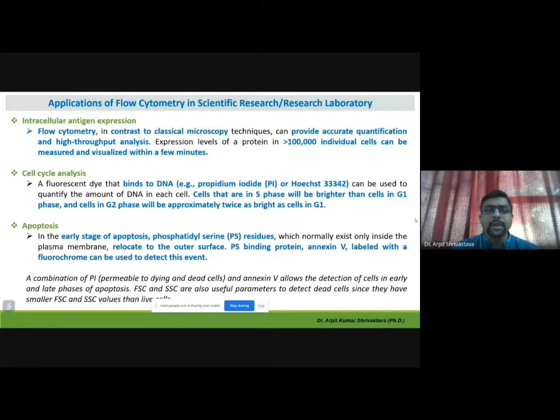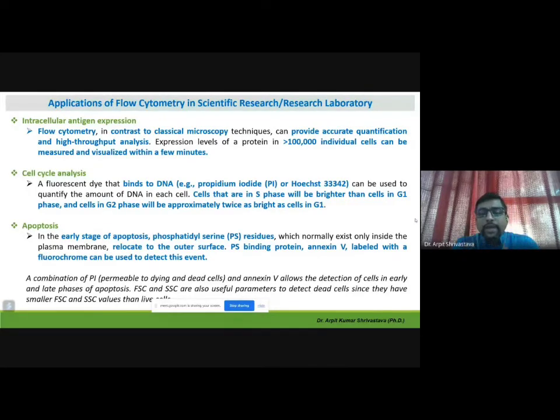It is very simple because you want to see the gene expression, the role of a particular gene. If you have cloned that gene, you have expressed that gene, and you want to see what population of cells is expressing these genes, this kind of antigen expression you can see with the help of flow cytometry.